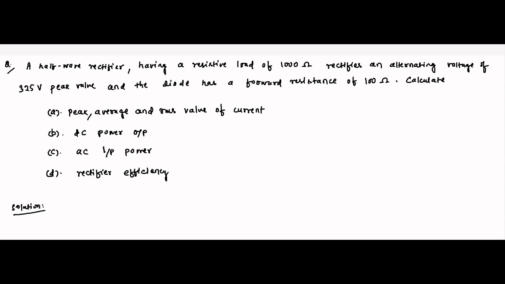We have the circuit where it is supplied with an AC supply voltage. We have a diode with forward resistance 100 ohm and a load resistance of 1000 ohm.